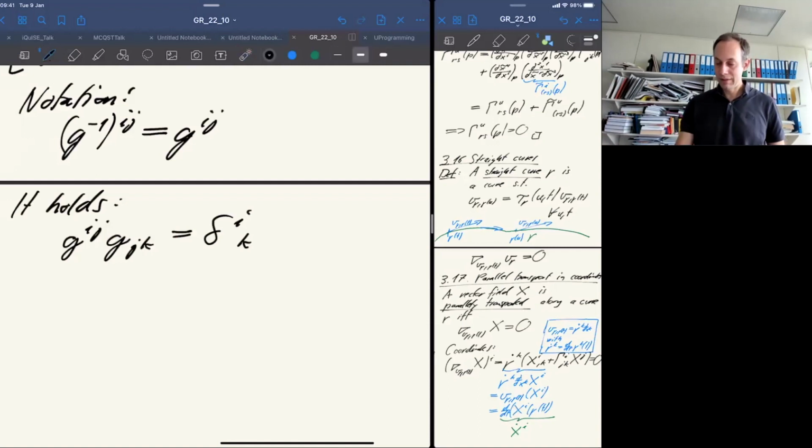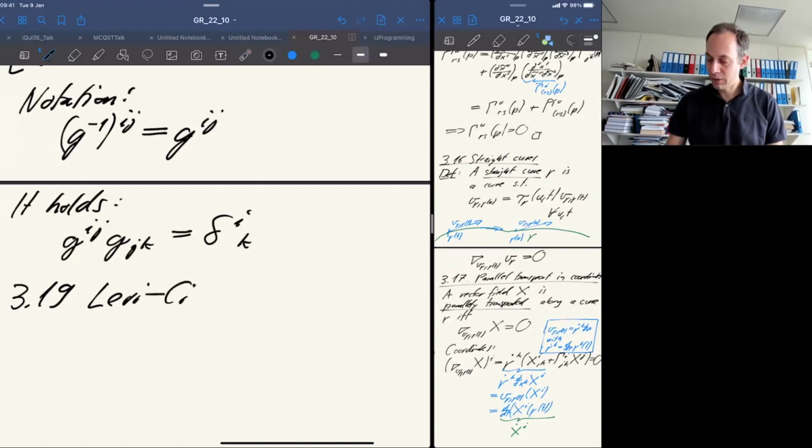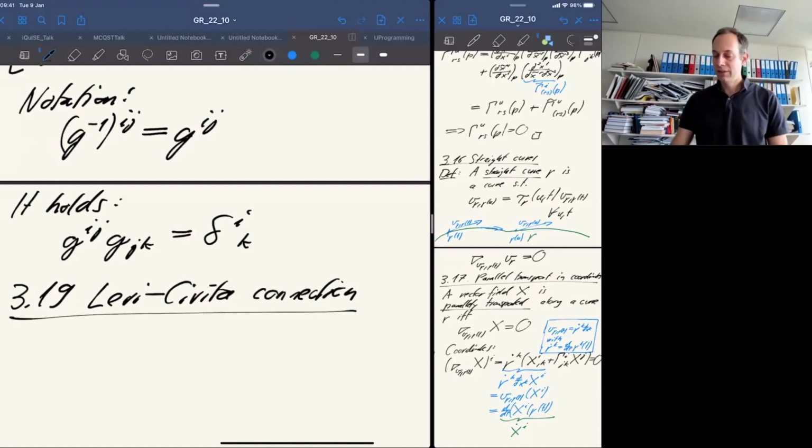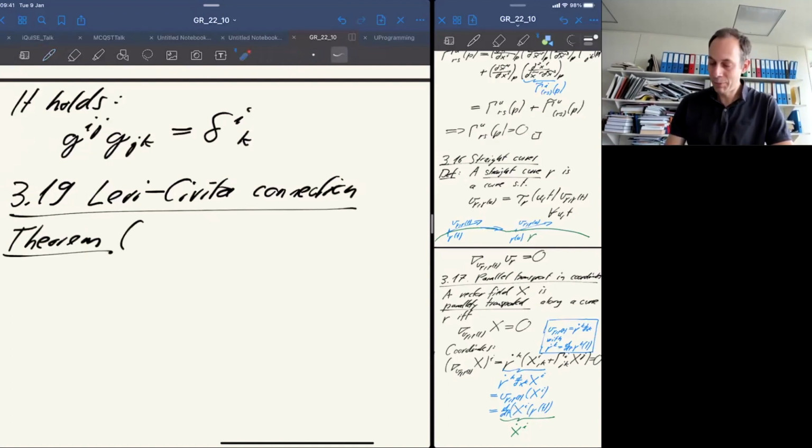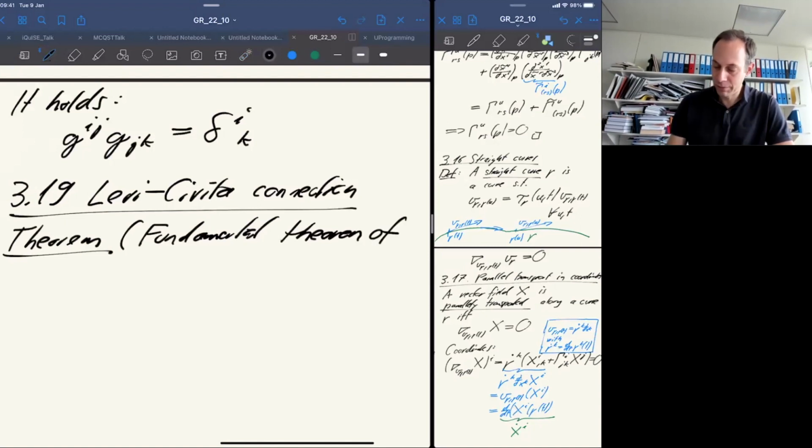Okay, now the last thing I want to do for today, as I said earlier, I have to leave very soon, is the Levi-Civita connection. And that's something we'll discuss for longer, but I just want to introduce it at this point. Just give the statement, which is a very important theorem. And okay, it's not only in a way, it's actually called the fundamental theorem of Riemannian geometry.